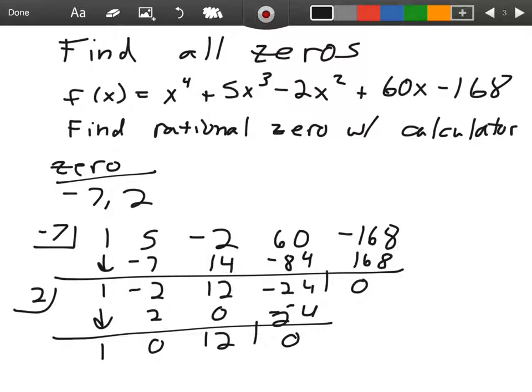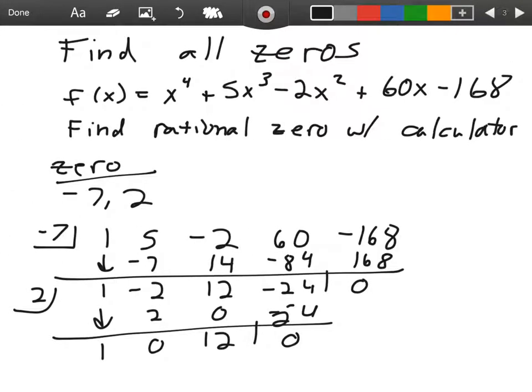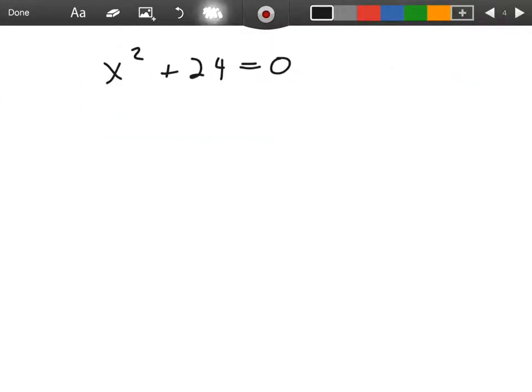So what I'm left with is 1x squared plus 0x plus 24 equal to 0. That's what we've got to do to finish this problem. And that's not 24, that's 12. Oops.